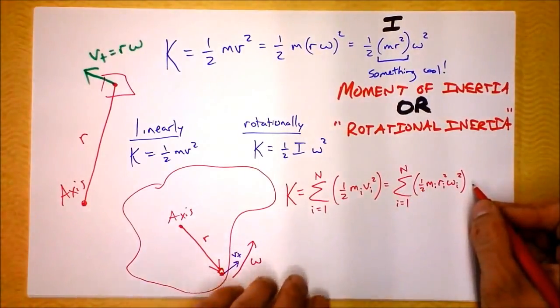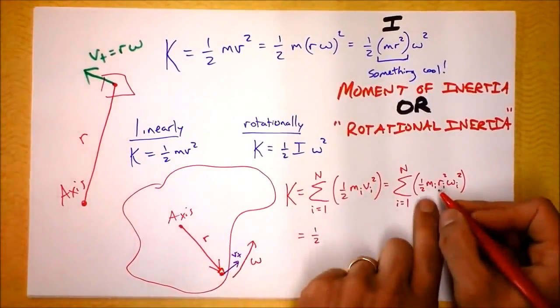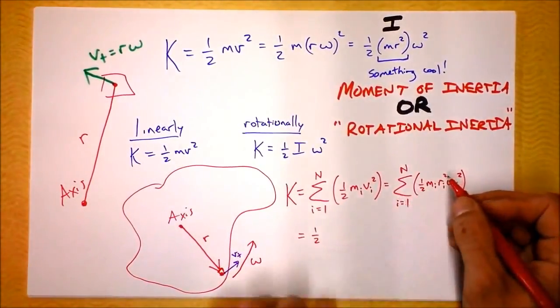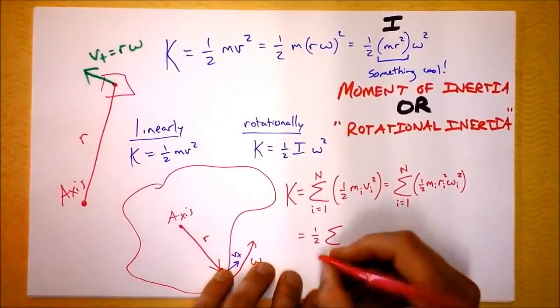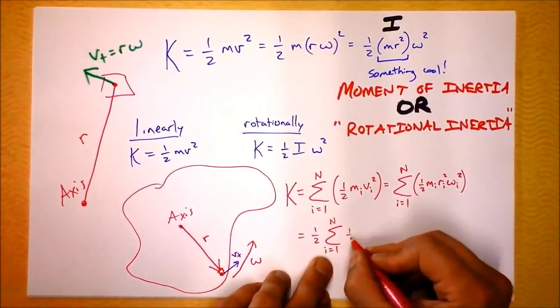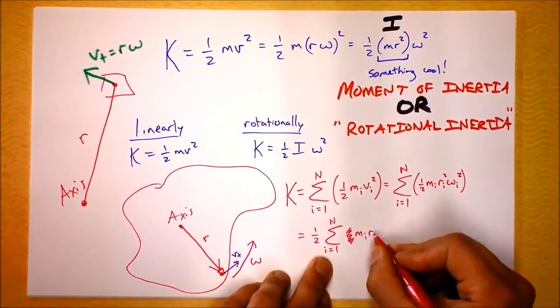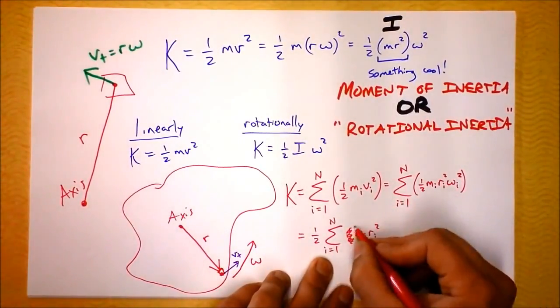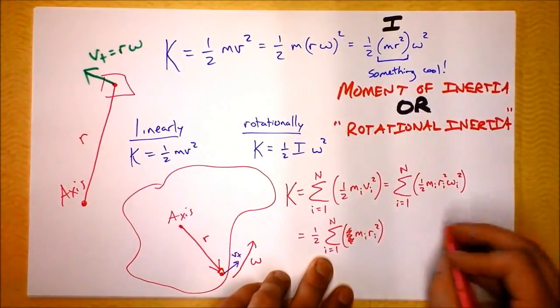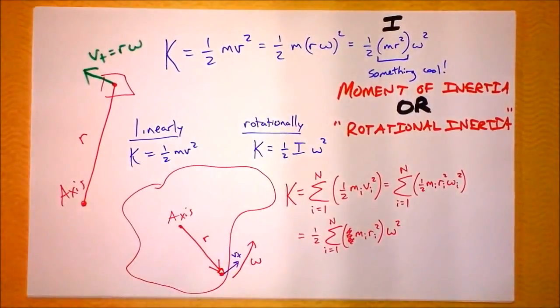Also, we can pull 1/2 out of the sum. Watch this. This is equal to 1/2. It's just like an integral. When something is a constant, you can pull it out of the sum. Now I'm going to take a sum, i is 1 to n of m_i r_i squared. The half is already gone. That's inside my sum. And then outside my sum is omega squared.